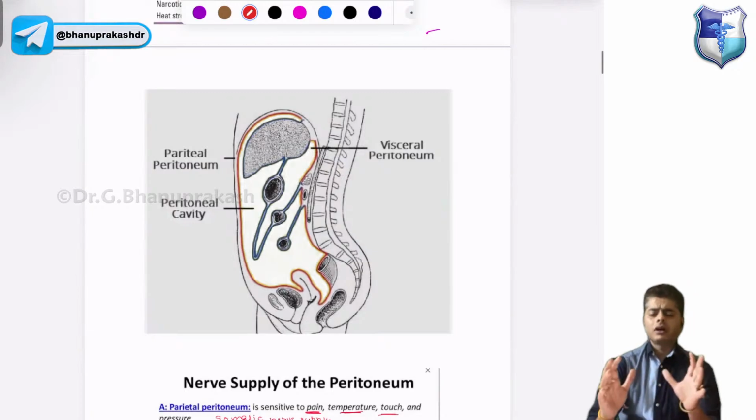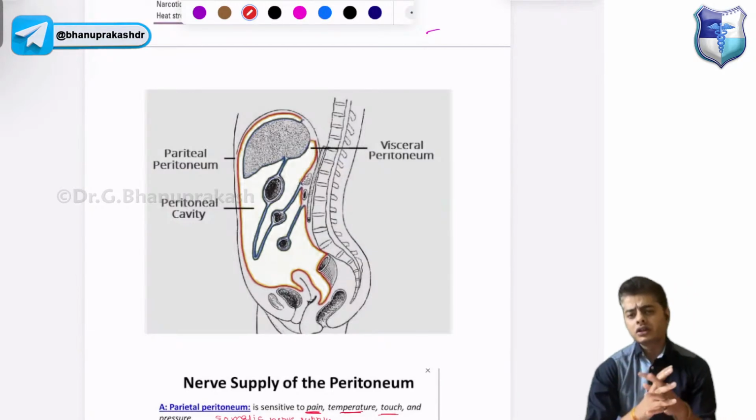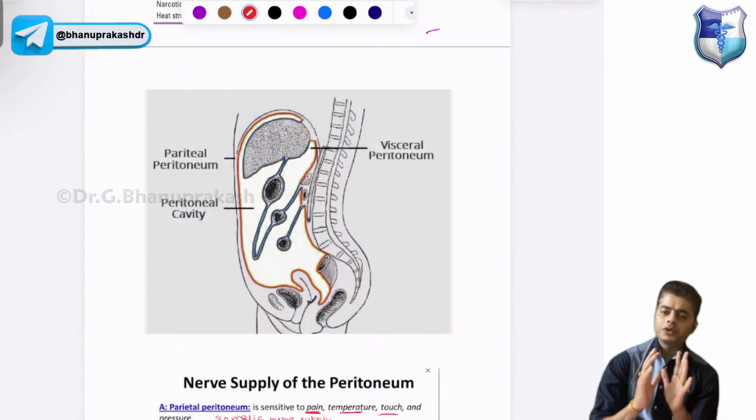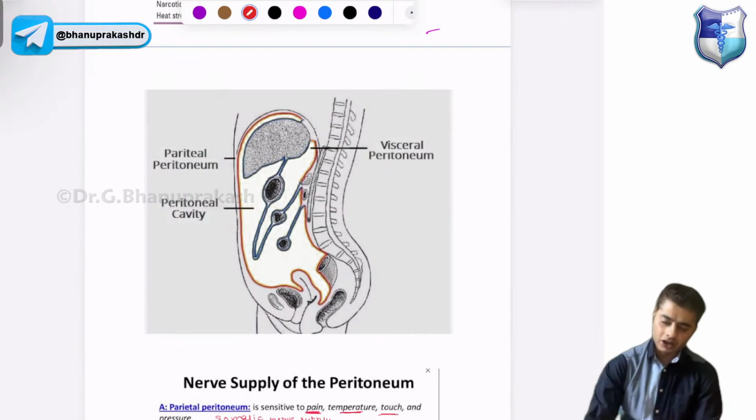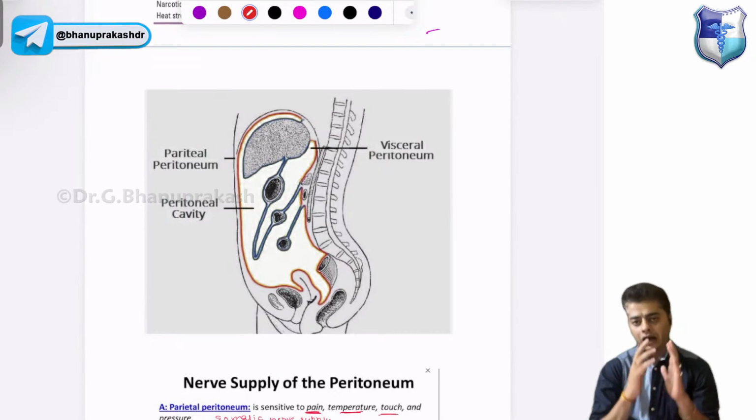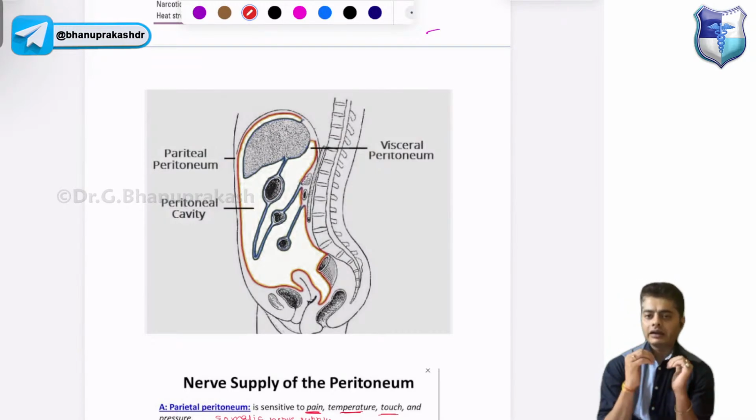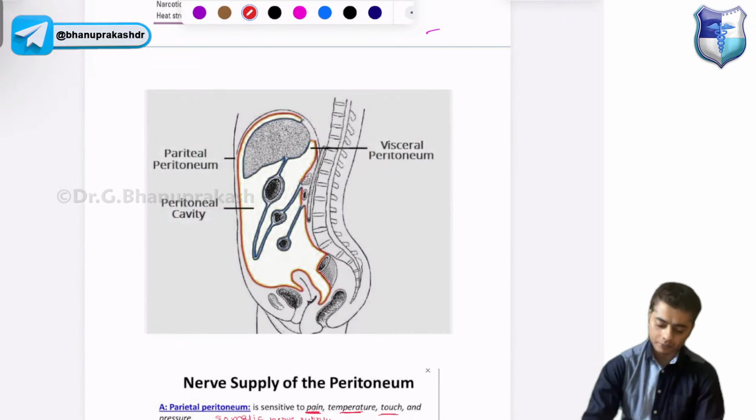Now, before I move to all the causes, we should first understand one most important thing in the peritoneum. There are two types of peritoneum layers: one is the parietal peritoneum layer and one is the visceral peritoneum layer. We should know how they respond to pain, what triggers pain in them, and what their nerve supplies are, so that we have a better understanding about pain.